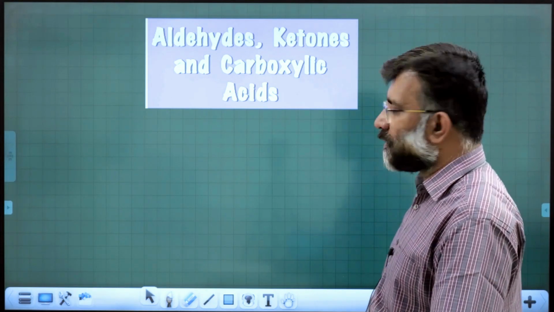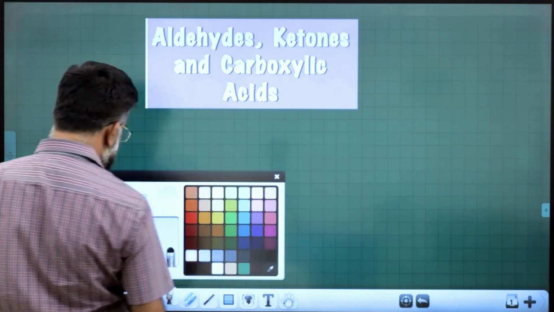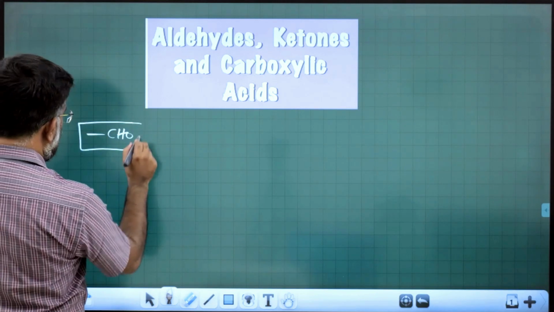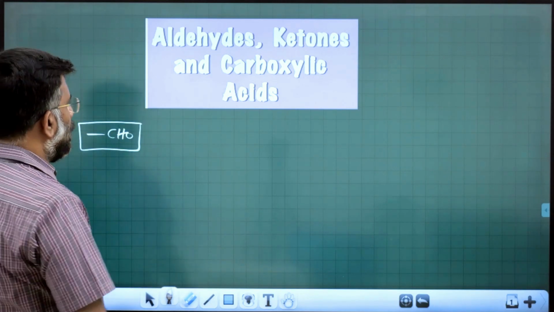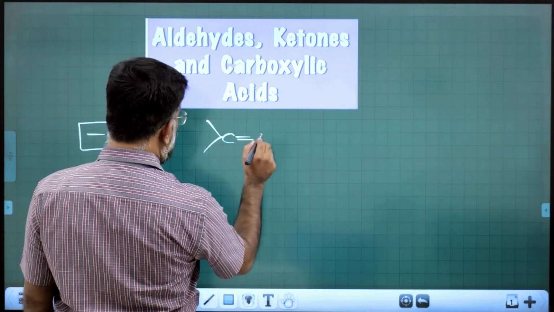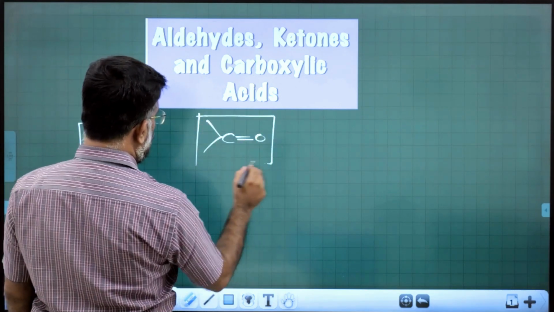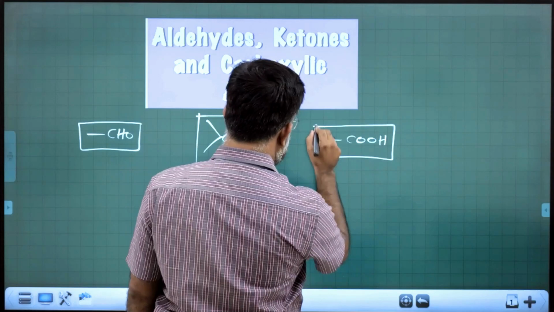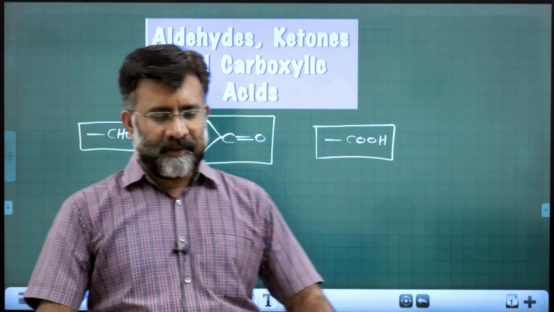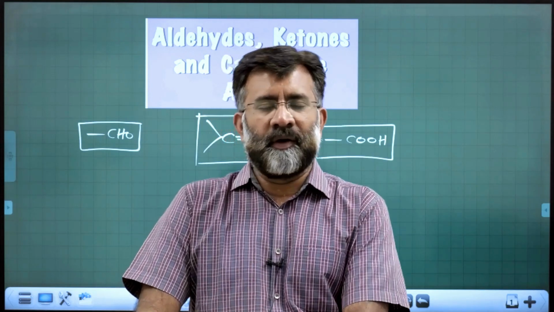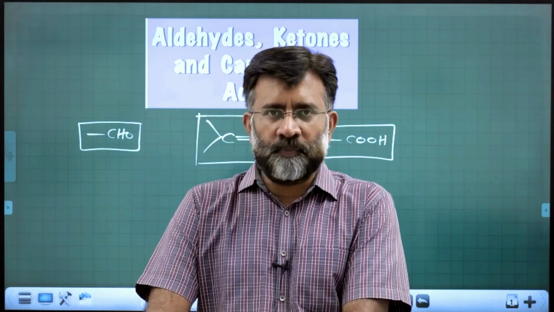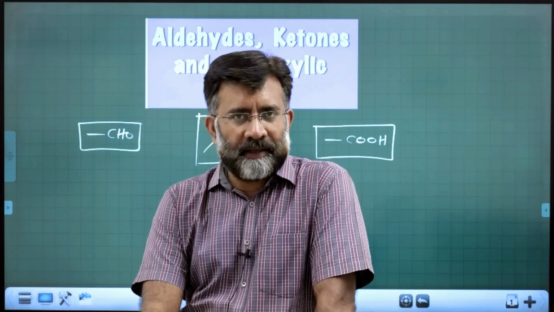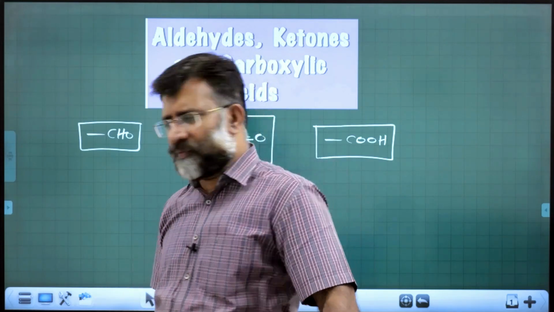Aldehydes, ketones, carboxylic acid. All of you know aldehydes carry a functional group CHO. This is the functional group carried by aldehydes. And the ketones, this is the functional group of ketones. And carboxylic acids, this is the functional group of carboxylic acid. Known to all, right? So the aldehyde functional group is otherwise called a formyl group. It is the CHO group. Ketone will be the CO functional group, and carboxylic acid will be COOH. All of you know that.